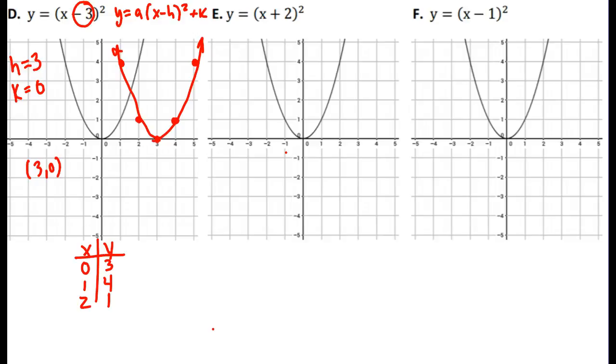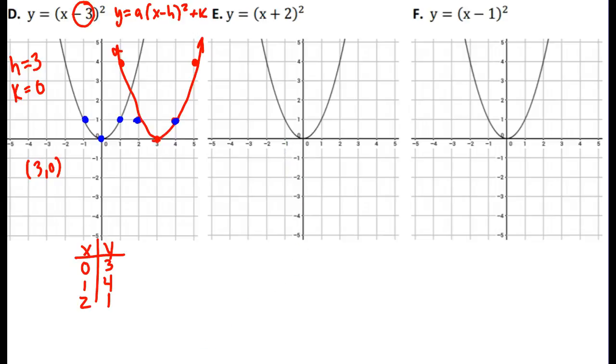Again, if I compare that to the parent function, I have a point at 1, 1, which is 1 to the right of the vertex and up 1, 1 to the left of the vertex and up 1. So it kind of follows that similar pattern that we have going on there.